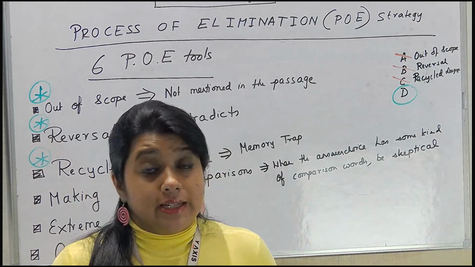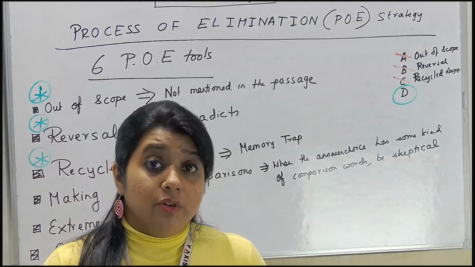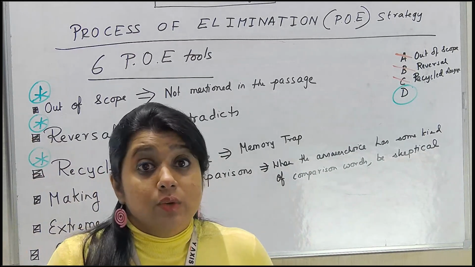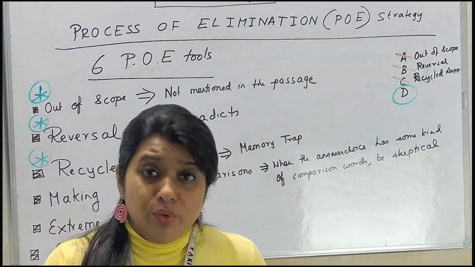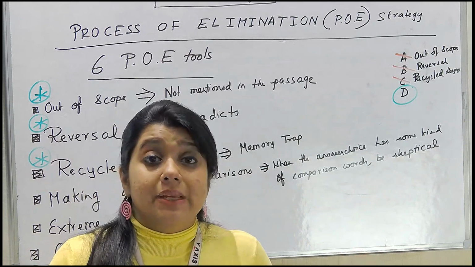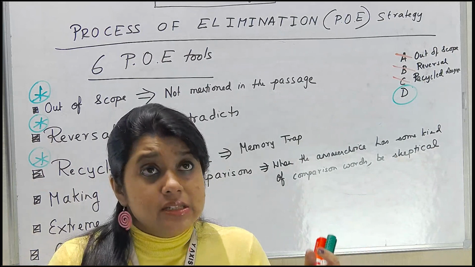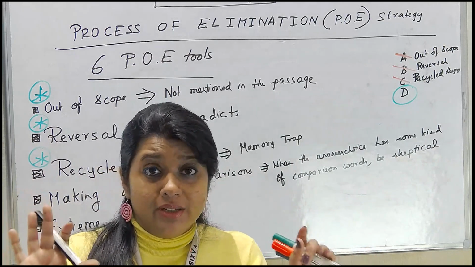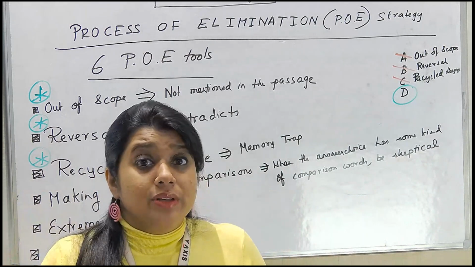Now, extreme language. Yes, again, when the level of difficulty is high, probably this POE tool will be of help. Sometimes the answer choice makes use of controlling words such as always, never. So when you come across answer choices having extreme words or controlling words, be skeptical, because such an answer choice is blowing things out of proportion, just pushing things beyond the scope.